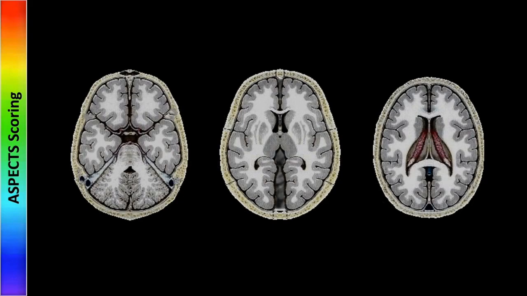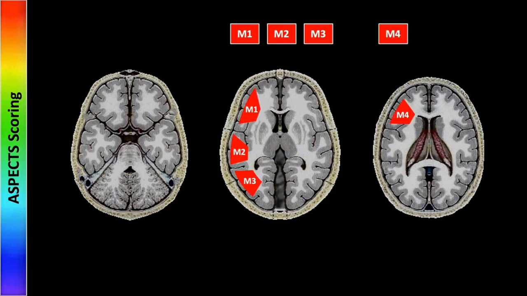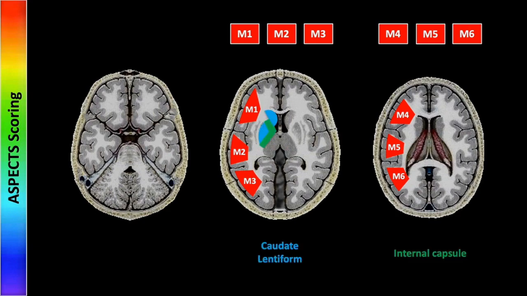So the concept is simple. We have divided the brain into 10 sections, each of which scores 1 point for being normal. So we have 6 cortical regions, as indicated here, plus 4 involving the caudate head, internal capsule, lentiform nucleus, and the insular cortex. Those all together add up to the 10 points, and again, any region that is normal in appearance scores 1 point.